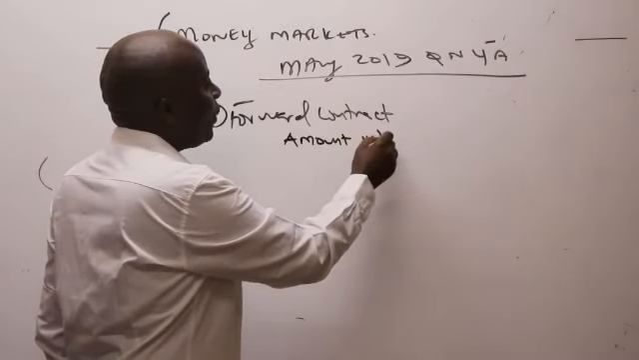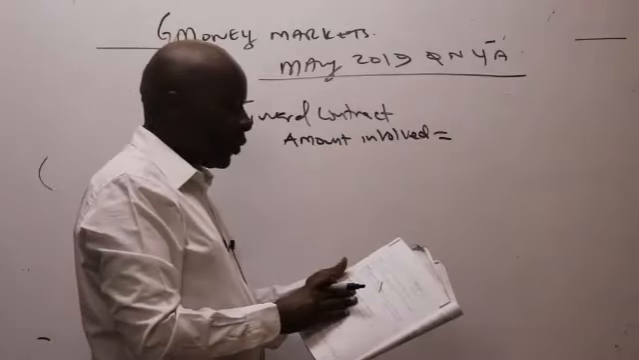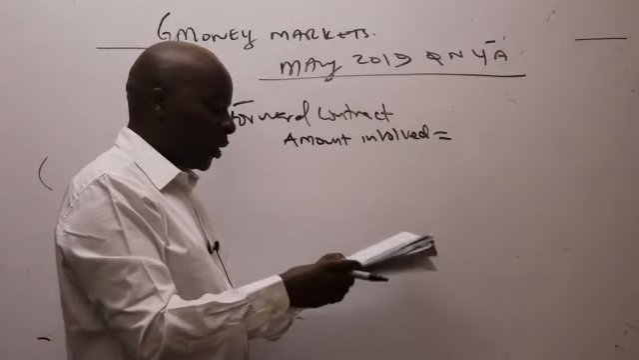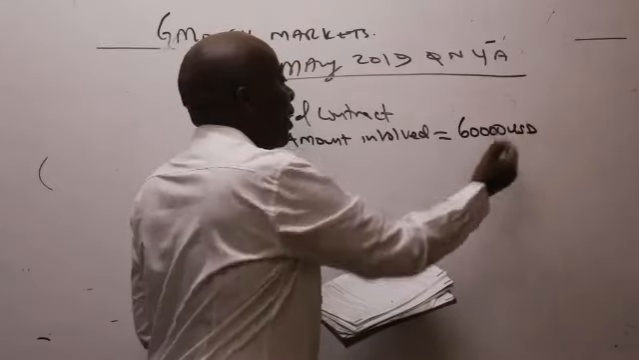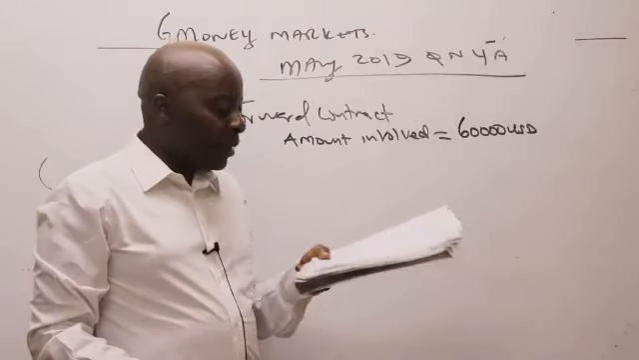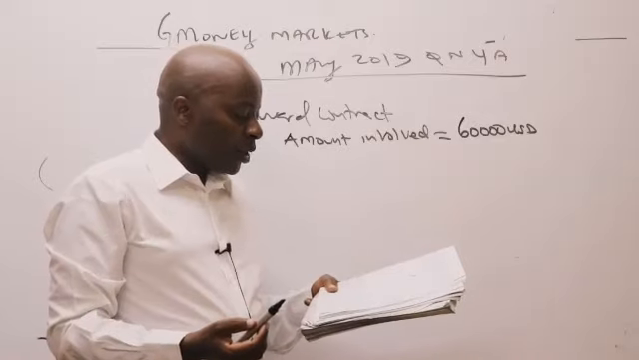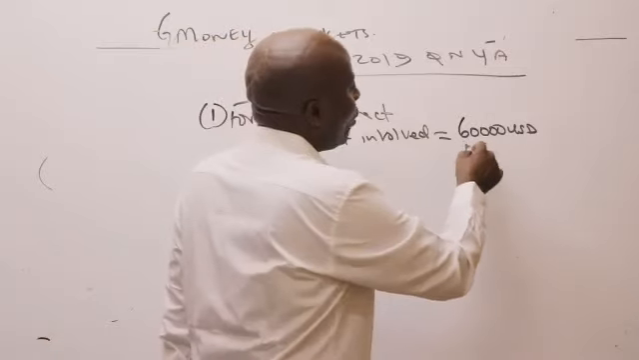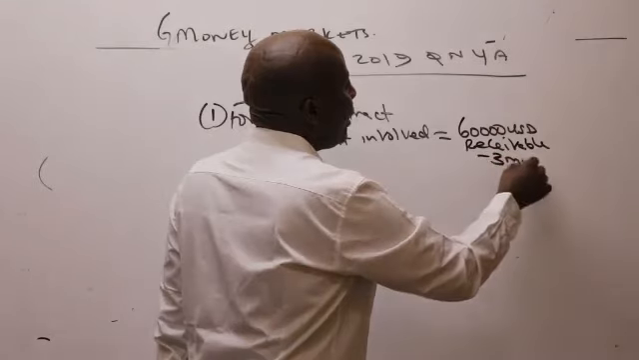So the amount involved here, we are told it is 60,000 US dollars. But now you have to tell me, ladies and gentlemen, this 60,000 US dollars, is it a receivable or a payable? It's a receivable, yes. You can see there, we invoiced 60,000 US dollars receivable in 3 months from now. So this is 60,000 receivable, in 3 months from now.